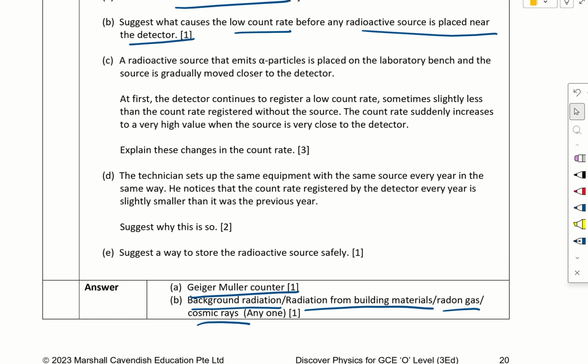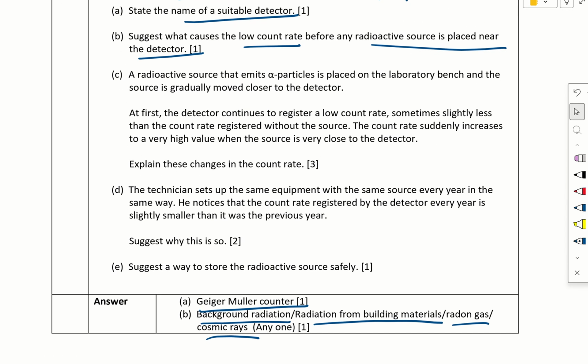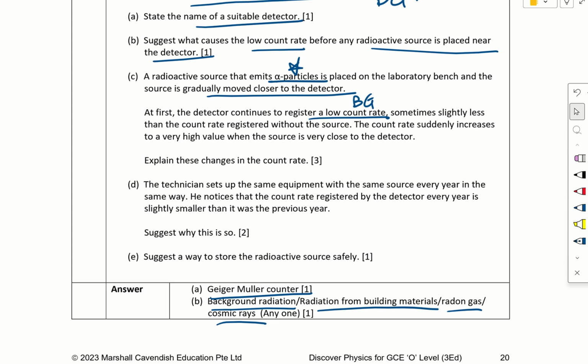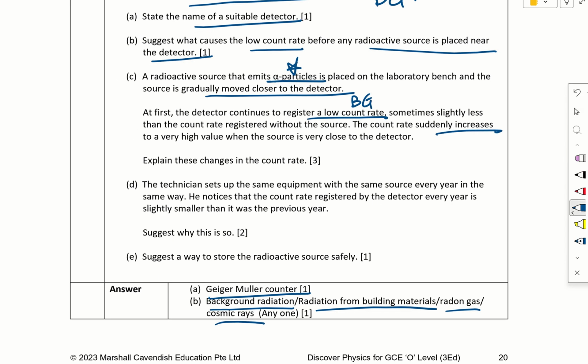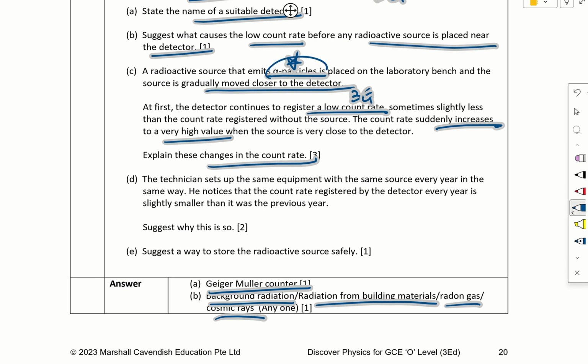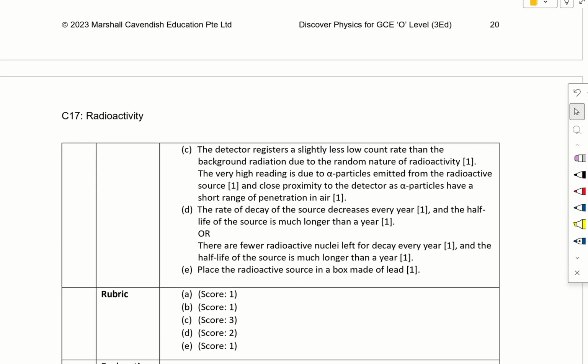Part C, a radioactive source that emits alpha is placed on the lab bench and the source is gradually moved closer. At first it continues to register a low count rate in the background, but as it gets nearer and nearer, the count rate suddenly increases to a very high value. Explain these changes in the count rate. I think the answer is due to it being an alpha, because the alpha penetrating power is very low, right?